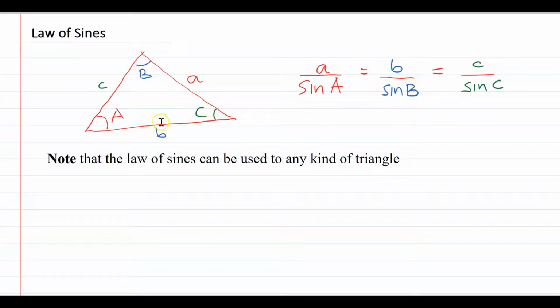The law of sines states that side A divided by the sine of angle A is equal to side B over the sine of angle B. And this is also equal to side C over the sine of angle C. And this law of sines can be used for any kind of triangle, right triangles or oblique triangles. Let's take a look at some examples.